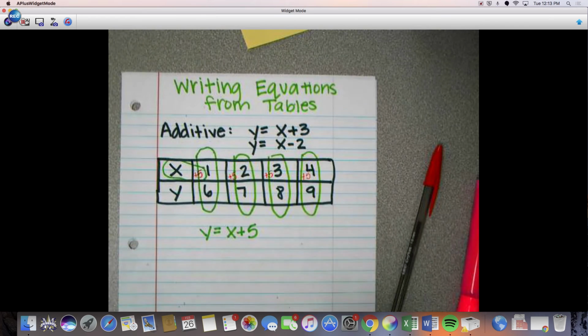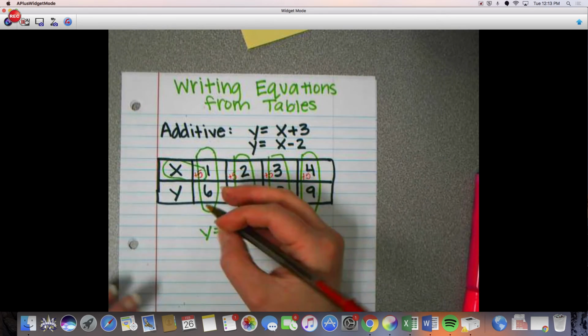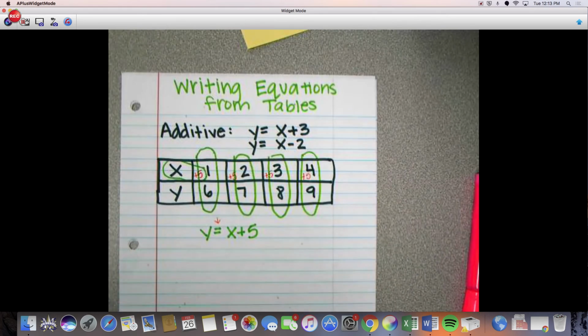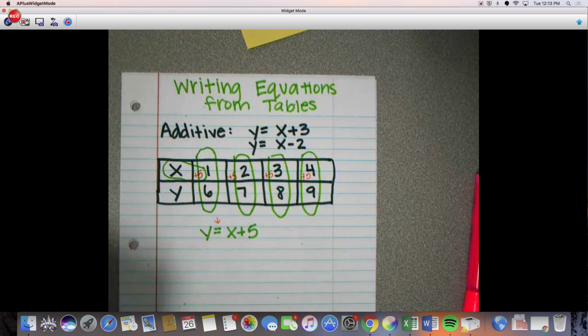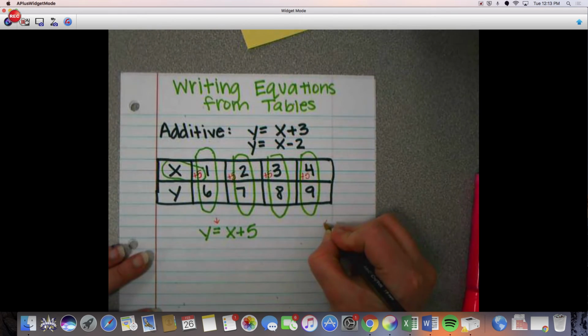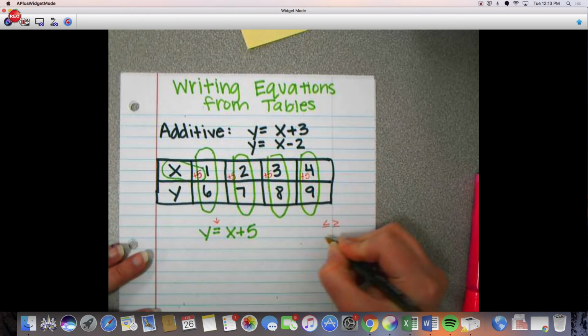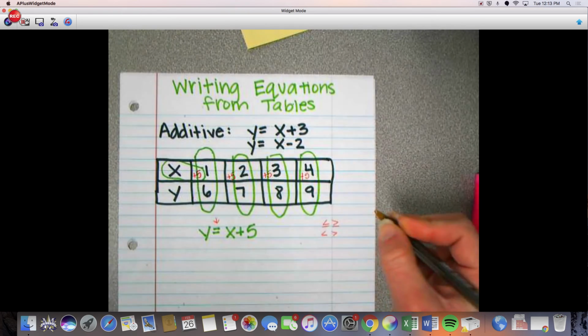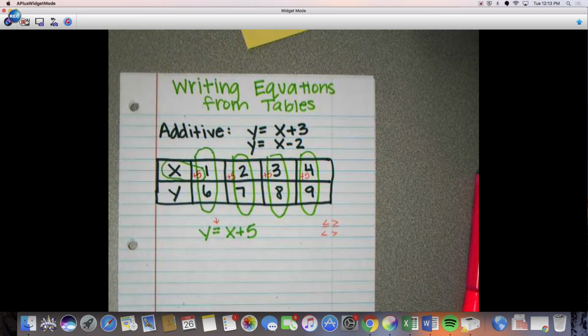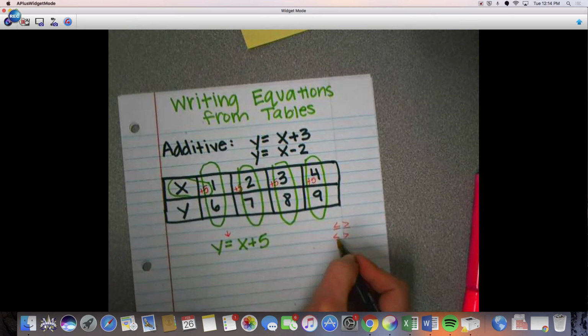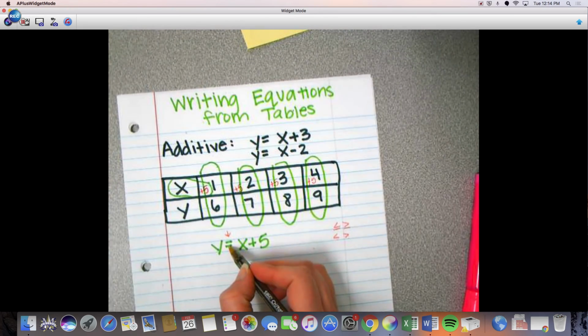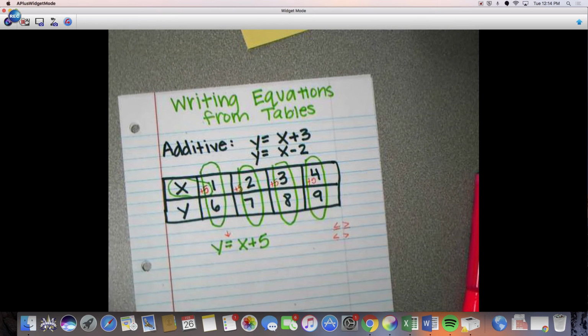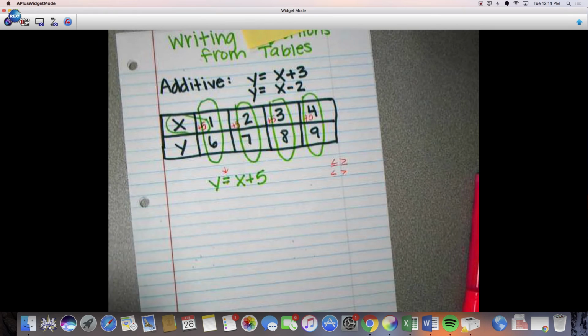Now, one other thing I want to remind you of, and you don't need to write this down, but right here we have an equal sign. That makes this an equation. If we had a sign that looks like this, like this, like this, or like this, that makes it an inequality because it's not equal to. This is an equation because it's equal. Okay? So that's an example of an additive relationship.